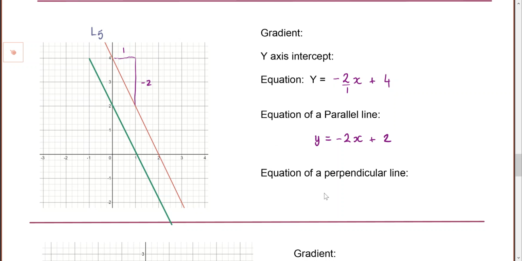The equation of the perpendicular line. Alistair, do you know what the equation of a perpendicular line would be yet?